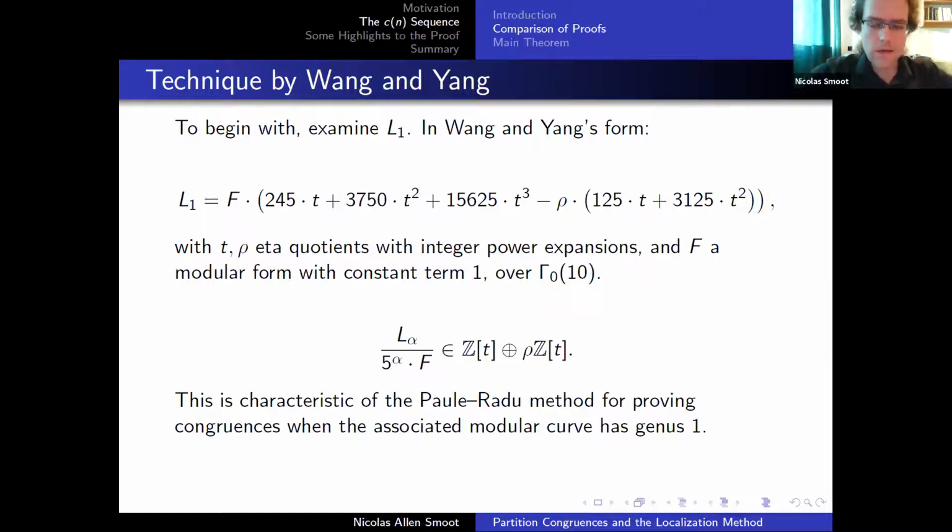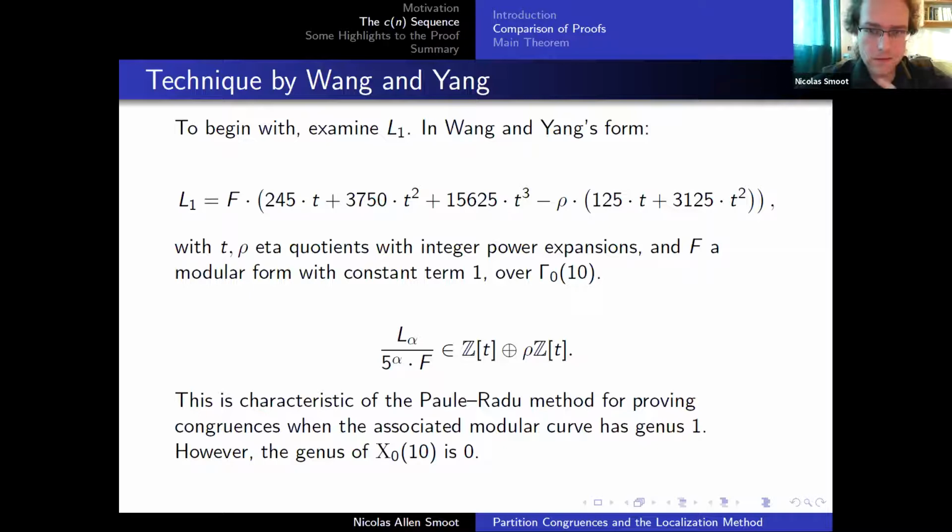Okay, now, any questions so far? All right, so here's the key weird feature. All this is done over gamma 0, 10. The functions are done over gamma 0, 10. So the corresponding modular curve is X 0, 10. And the genus of X 0, 10 is 0.